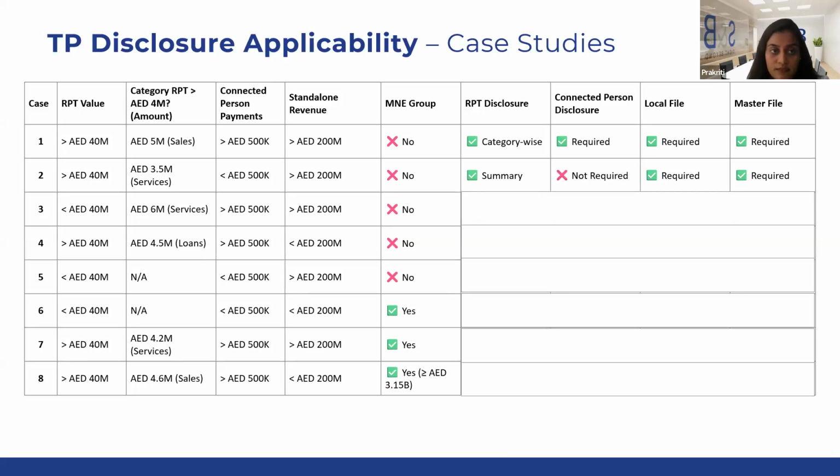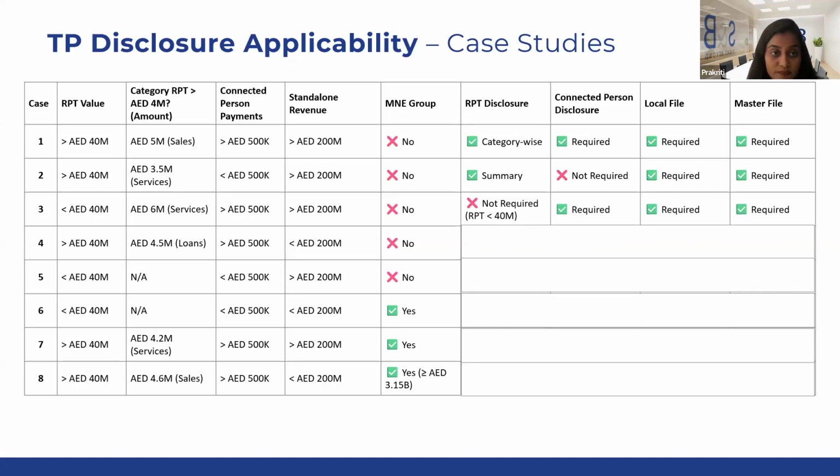In the next case, the first point to start with is the overall aggregated transactions with related parties, which is below the limit. Then, whether you need to see if my category-wise transactions are more than 4 million or not, the answer is simply no, because the first stepping stone gives you a negative answer, so you need not do anything with that. And since the connected person payments are beyond the limit, that requirement will be there. Again, the standalone revenue is higher, so local file and master file both need to be complied with.